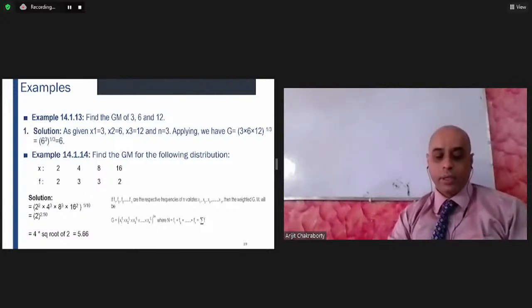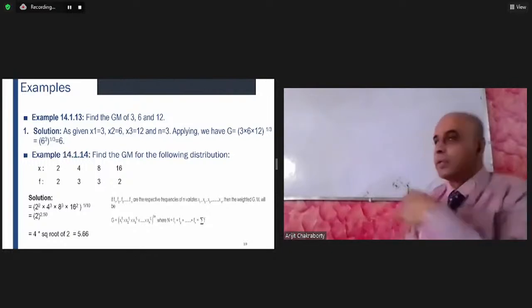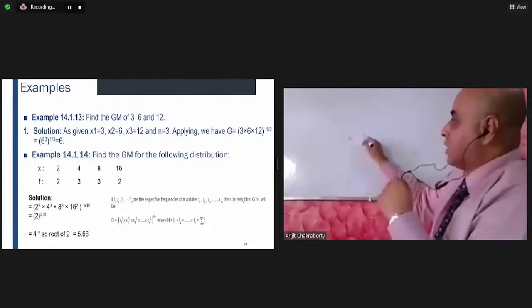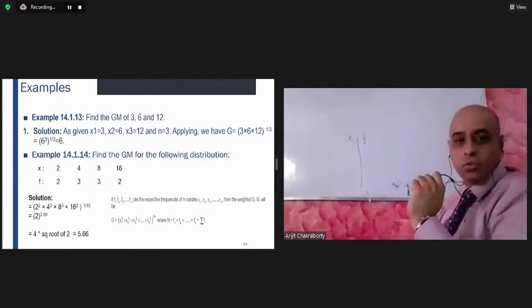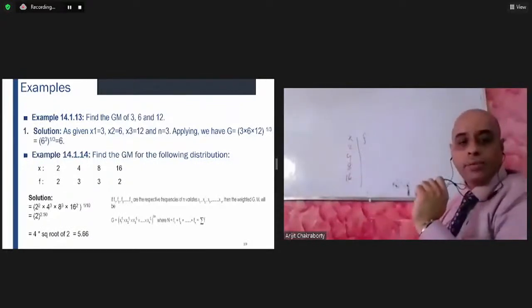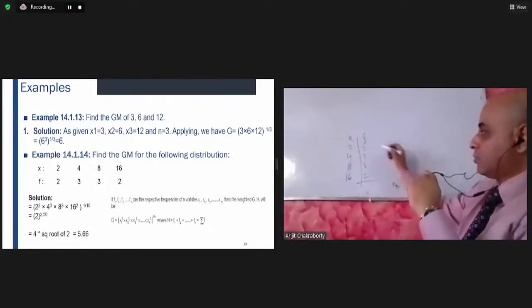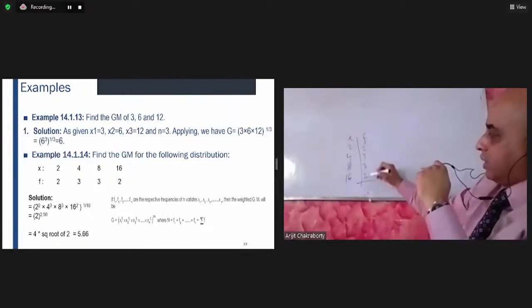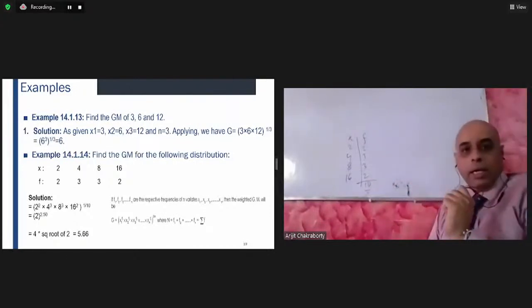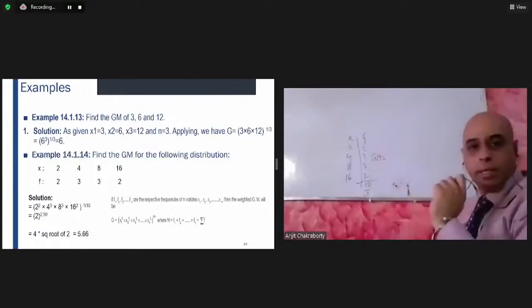Okay. So the question was, if you get such a question, the value of X is given and the frequency is given. So once again, please note X and frequency. X is 2, 4, 8, and 16. And the frequency is 2, 3, 3, and 2. Total comes to 2 plus 3, 5, 5 plus 3, 8, 8 plus 2, 10. So in these cases, please note the geometric mean will be, first you get the numbers.